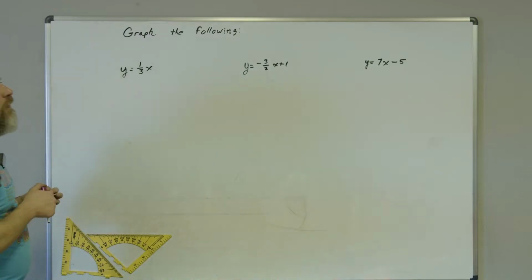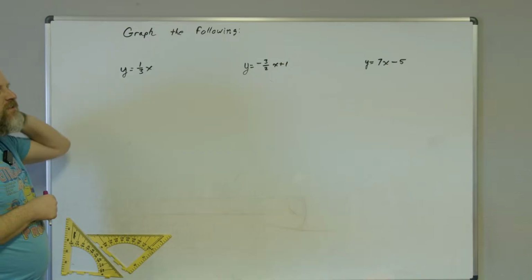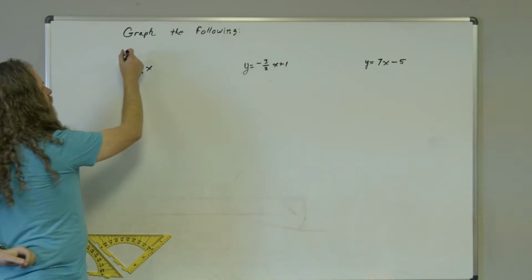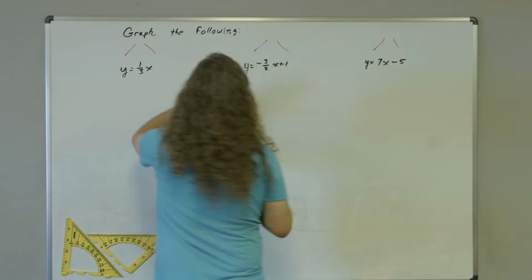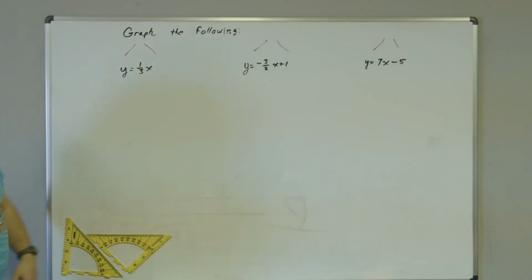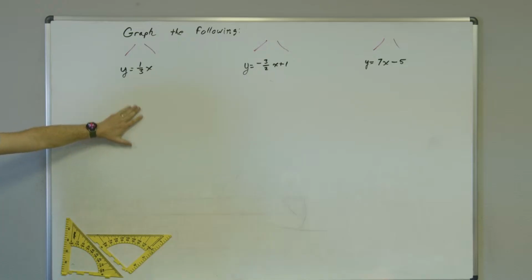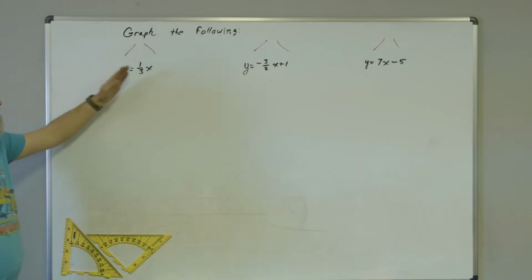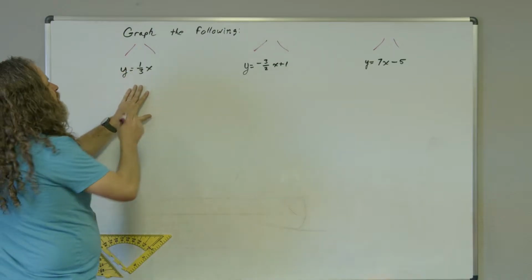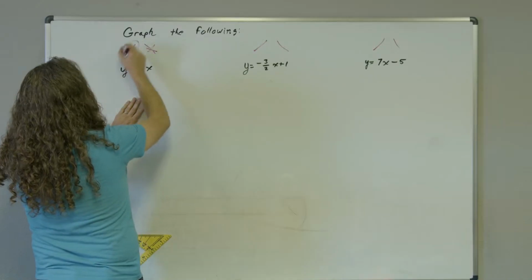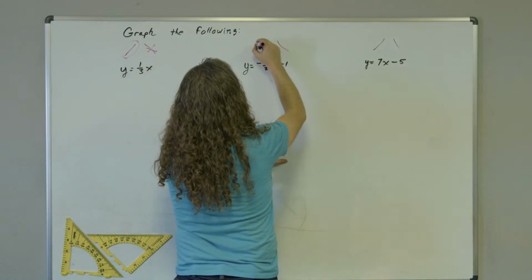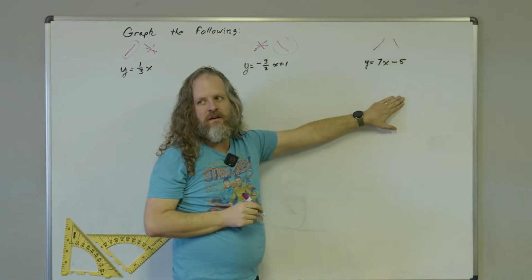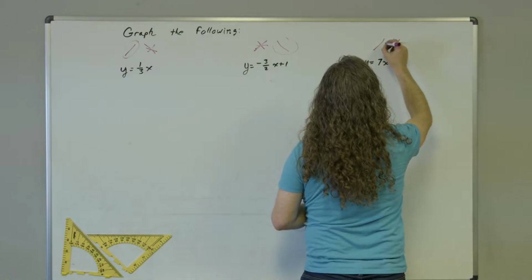So I want you to look at these, and let's start thinking through a couple things. Each one is either going to be slanted up or down, right? Which one is this? They're all slanted. Is it slanted up or slanted down? Up. How do you know? Because the slope is positive. So it's not going to look like this, it's going to look like this. What about this one? It's going to slant down. What about this one? Up.